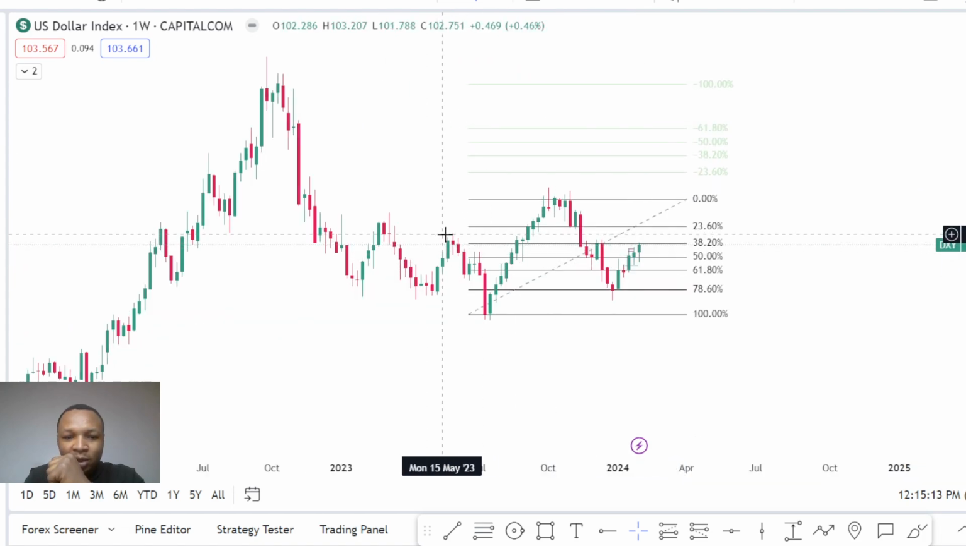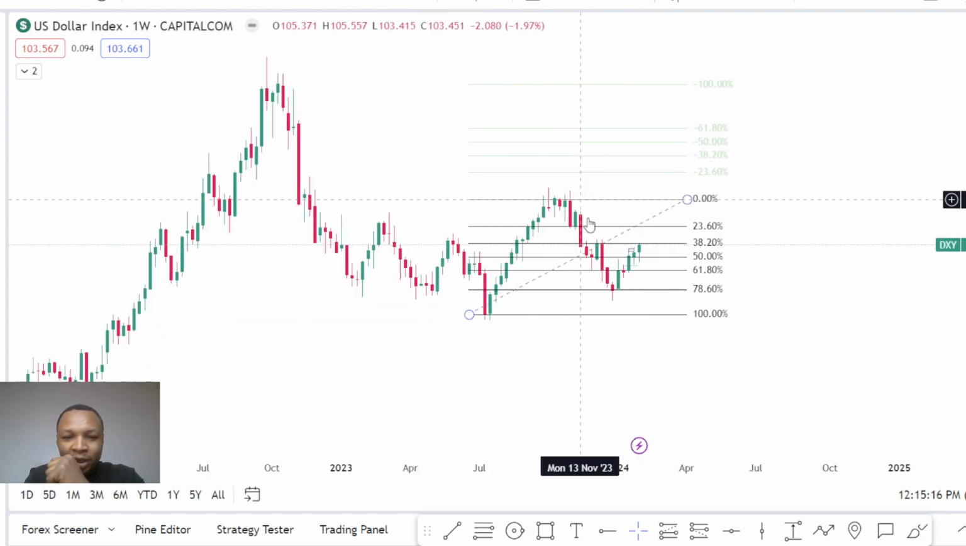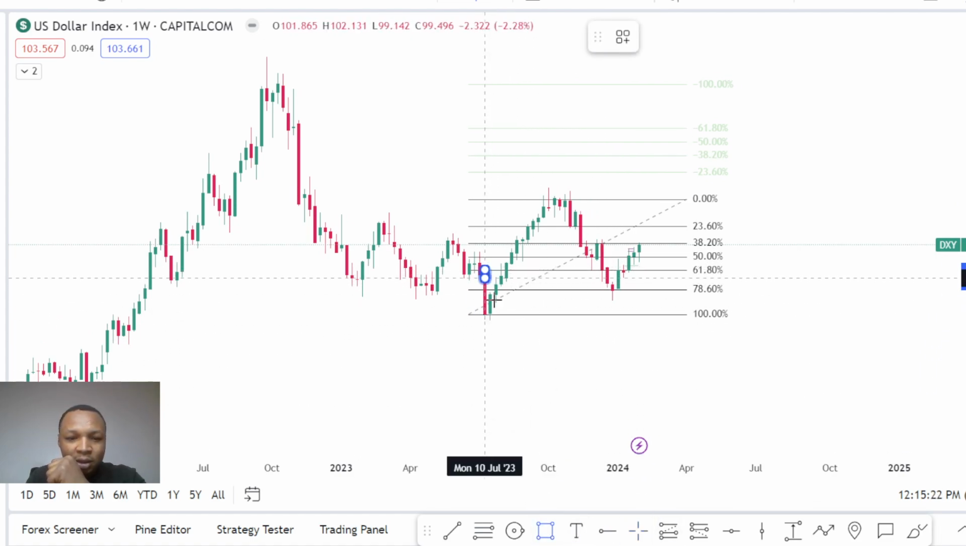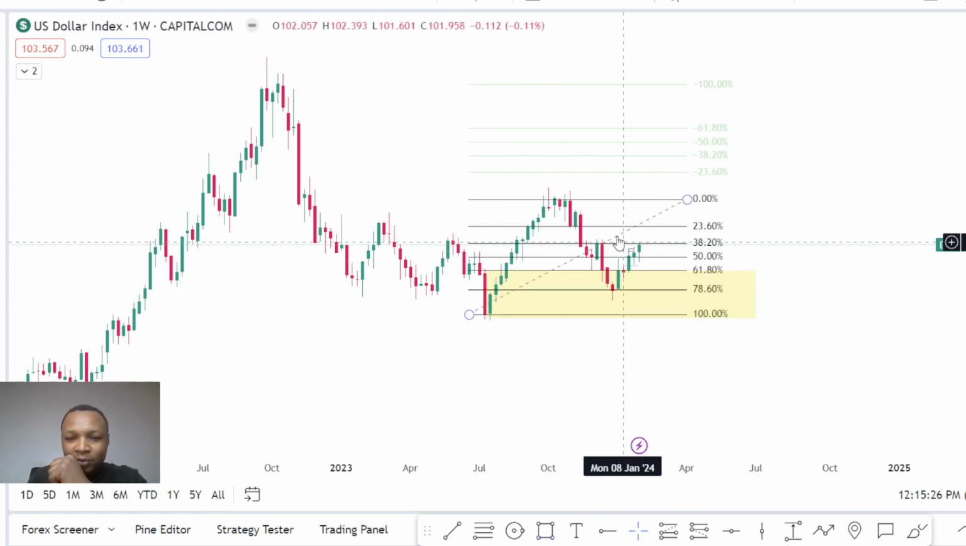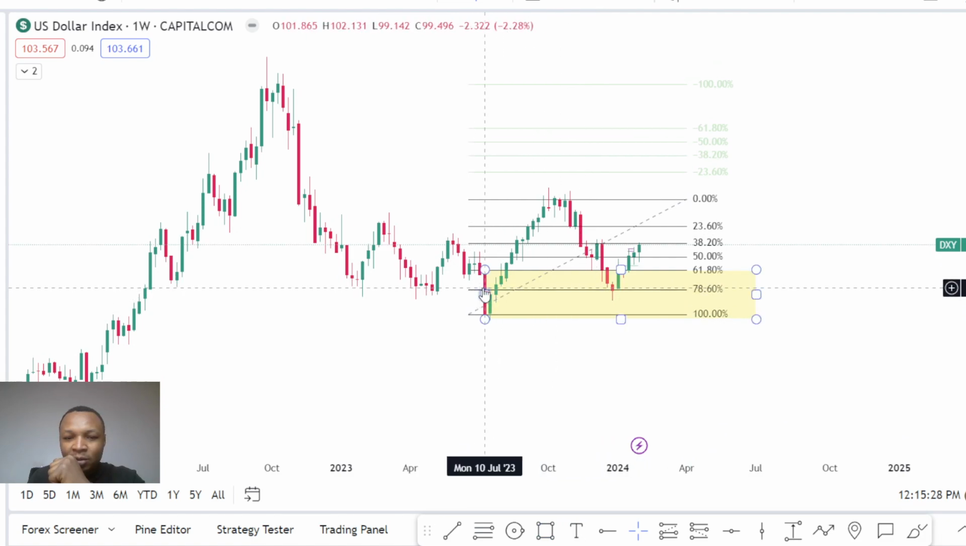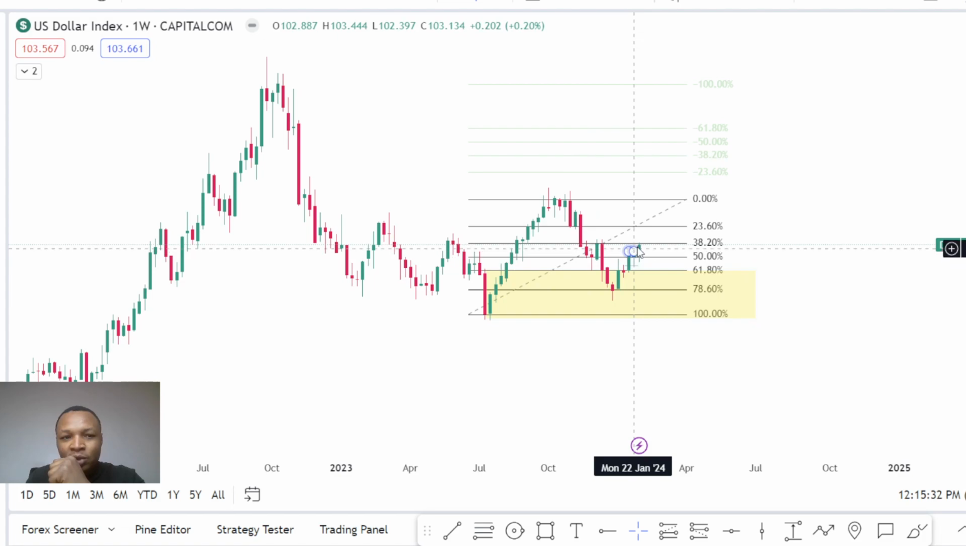Seeing also that the weekly has broken structure to the upside, it retested this wide order block right here that I'm going to highlight in just a moment. This is the order block of the weekly time frame. The weekly time frame has retested the order block, even up to 50% of the order block. Now we're seeing some bullish resumption of the dollar index to the upside. So we're anticipating a bullish dollar going into the month of February.